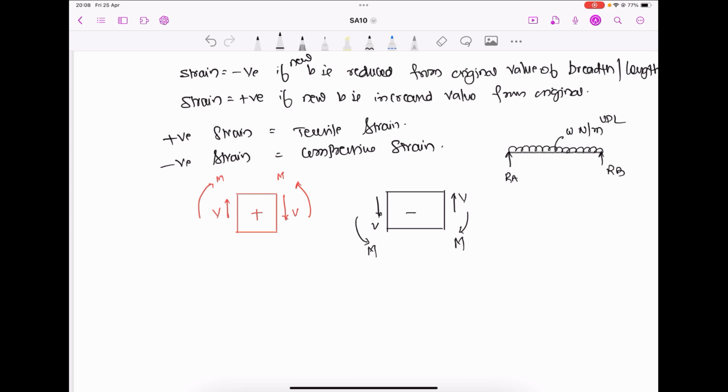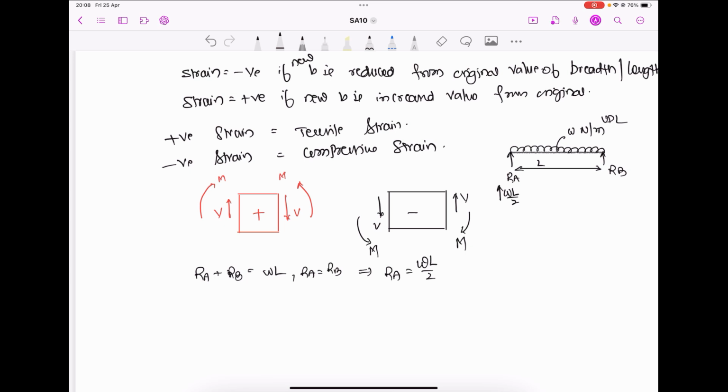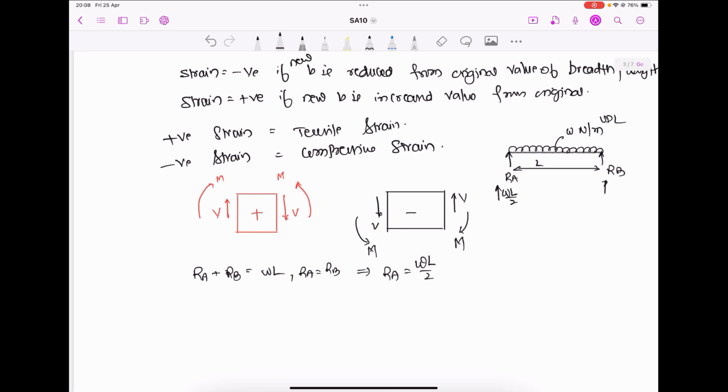Now, what are the downward forces? What are the upward? RA plus RB is equal to the downward force, which is equal to W into L. Let us say this is the length of the beam, WL. From uniformity, or from symmetry, RA is equal to RB. Due to symmetry, RA is equal to WL by 2. This will be WL by 2, acting upwards, and here also, on the right side, upwards.